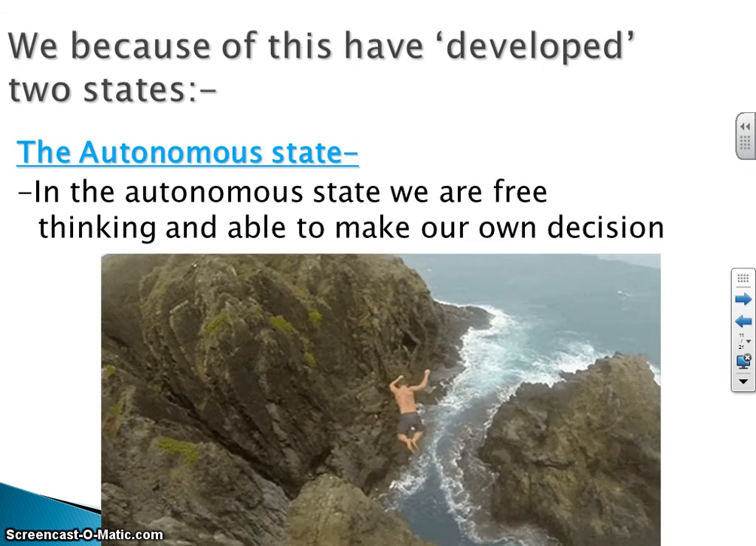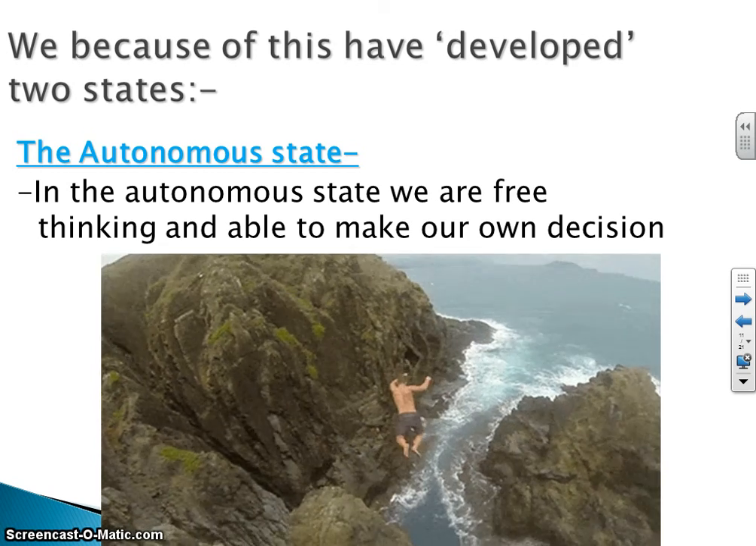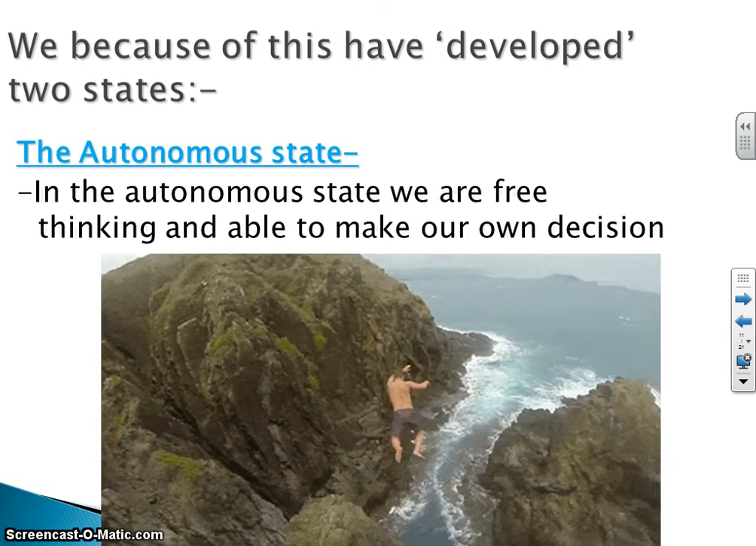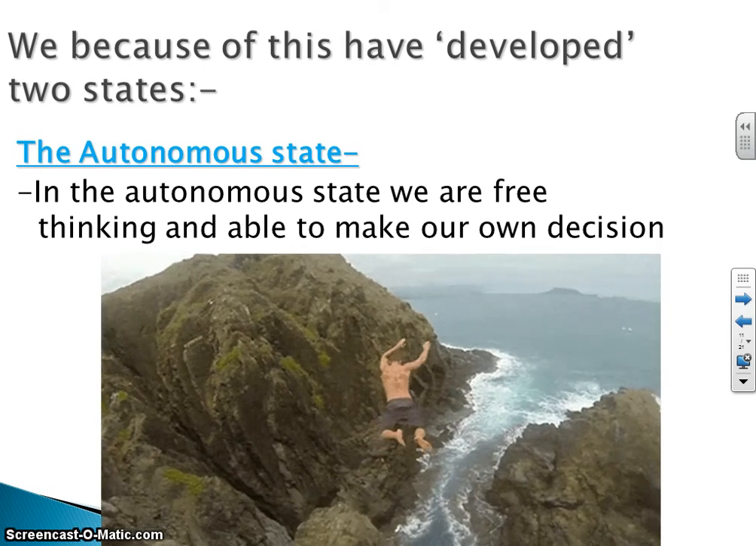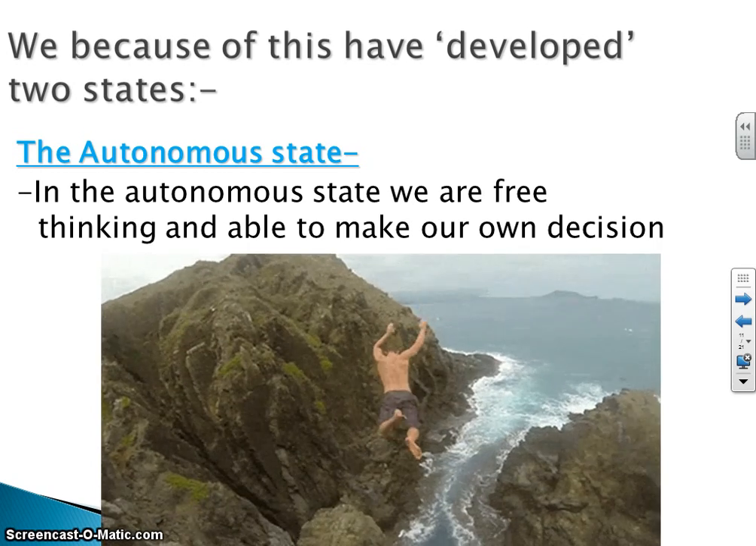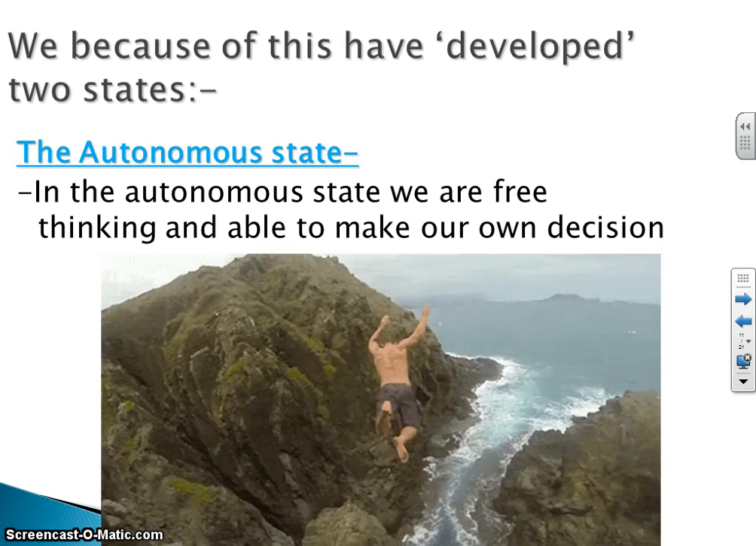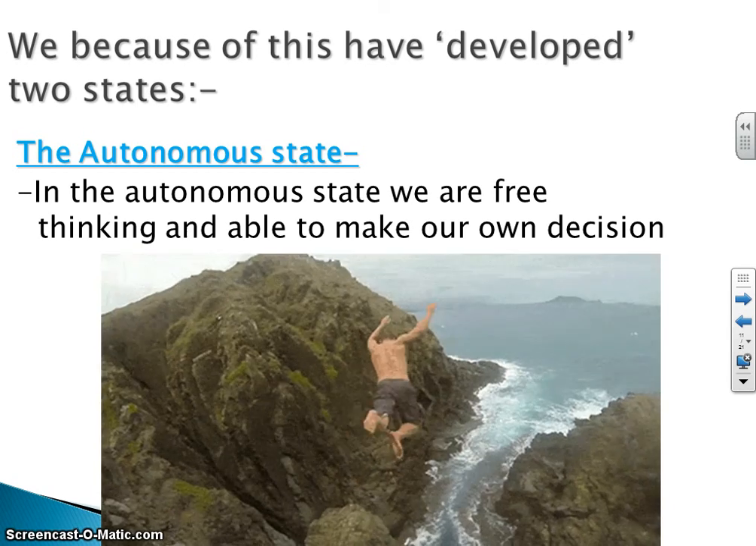So because of this, we've developed 2 states. We've got the autonomous state, and the autonomous state is where we are free thinking, we are able to make our own decisions. You basically act under the will of your own conscience, and that's an important key bit that's not written down here. Your conscience decides on your behavior.